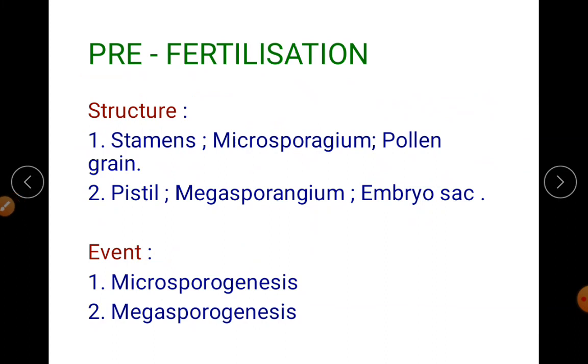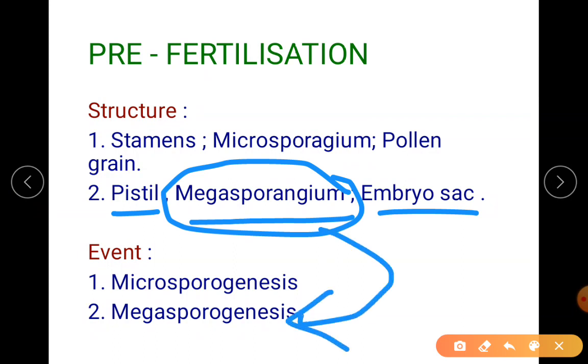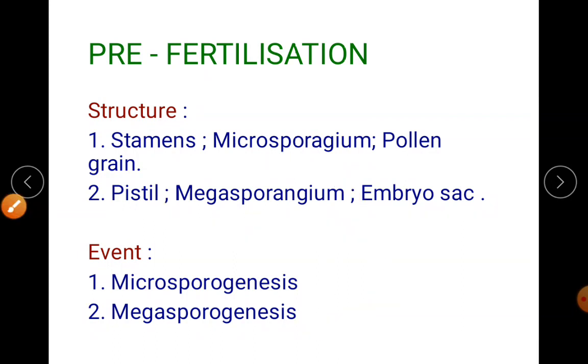We are going to study in detail the male reproductive part first. Just to know in advance about the female reproductive part, it consists of pistil, megasporangium and embryo sac, and in the megasporangium, megasporogenesis occurs. So this is your structure, this is the event. So we are going to study the stamens, microsporangium, pollen grain structure and microsporogenesis event now.